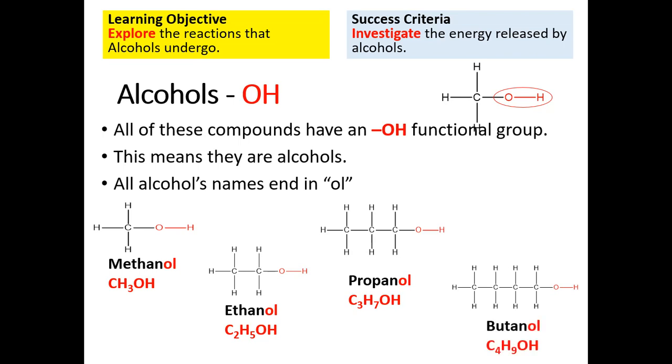C4H9OH. You don't need to be able to remember the formulas of these, because as long as you can draw them out and know that butanol means 4 carbon atoms, if I draw 4 carbon atoms, fill up the hydrogens apart from 1 on the end, you'll be able to work it out.